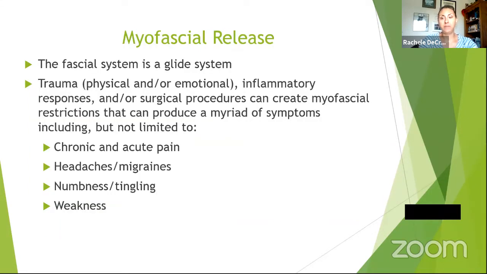So the fascial system is a glide system, meaning everything moves and glides on each other within the web. You might think of a spider web, which is a great visualization, but it's not a stationary web like a spider web would be. Rather, it's always moving and responding and gliding to how our bodies move. So when our arm lifts or our head turns, the fascia has to stretch and move in the same exact way.